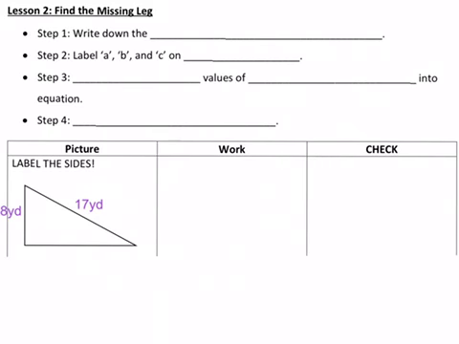Make sure you guys are writing things down as well. The first thing you have to do is write down the Pythagorean theorem, just like we did in the previous lessons. Then, just as before, label A, B, and C on the triangle that we are given. It's always nice to have that picture there to help visualize things.